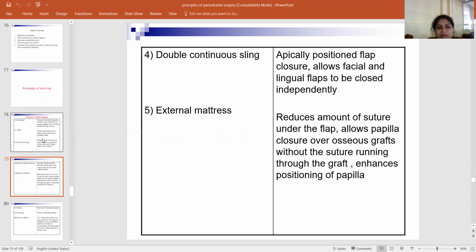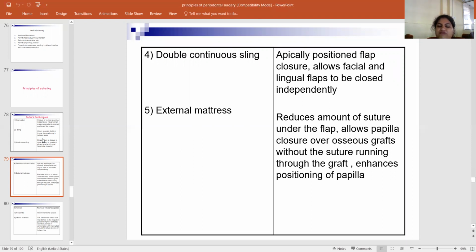Now the external mattress sutures, what happens? It reduces the amount of suture under the flap and allows papilla closure over the osseous graft. Without the suture running through the graft, it enhances the positioning of the papilla. See what happened. Whatever we do, we know that some amount of suture material is present under the flap and some amount is over the flap. So when we are using the regenerative procedures, we are going to place a bone graft over there.